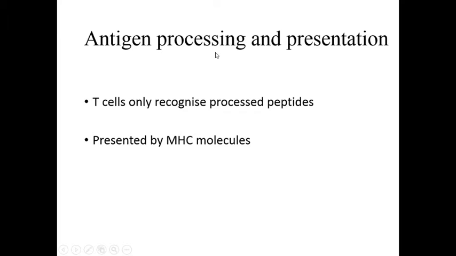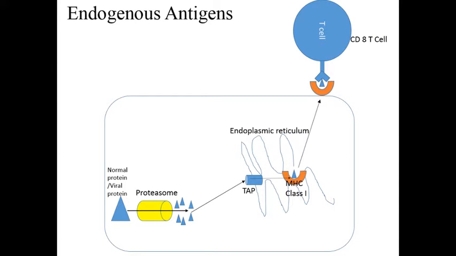Okay. Now coming to antigen processing and presentation. It is already told that T cells only recognize processed peptides that are presented to them by the MHC molecules. Now coming to the case of endogenous antigens, they are presented by the MHC class 1 to the CD8 T cell. Now if you look here, there is the endoplasmic reticulum, and the MHC class 1 is being prepared in the endoplasmic reticulum.